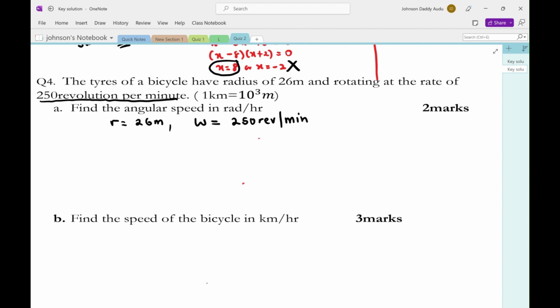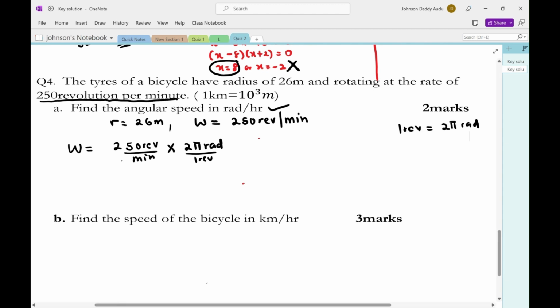And what does the question want? The question wants us to find the angular speed, but now in rad per hour. So this is just a matter of conversion. This is the angular speed. Initially, it's giving us 250 rev per minute. So we just need to convert it to radians first by multiplying by 2 pi rad divided by 1 revolution, because we know that 1 revolution is the same thing as 2 pi rad.